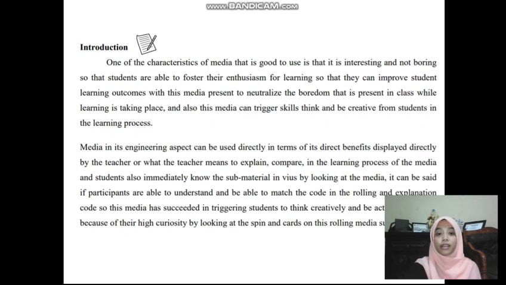Introduction. One of the characteristics of good media is that it is interesting and not boring, so that students are able to foster enthusiasm for learning and improve student learning outcomes. The media is present to neutralize the boredom in class while learning is taking place. Also, this media can transfer skills, thinking, and creativity from students in the learning process.